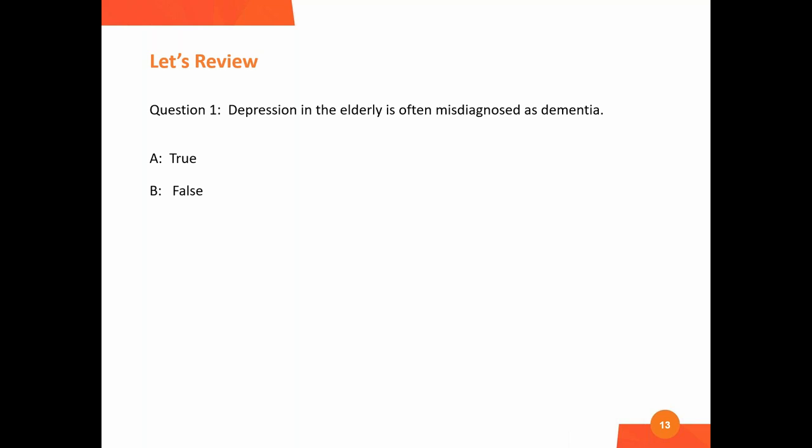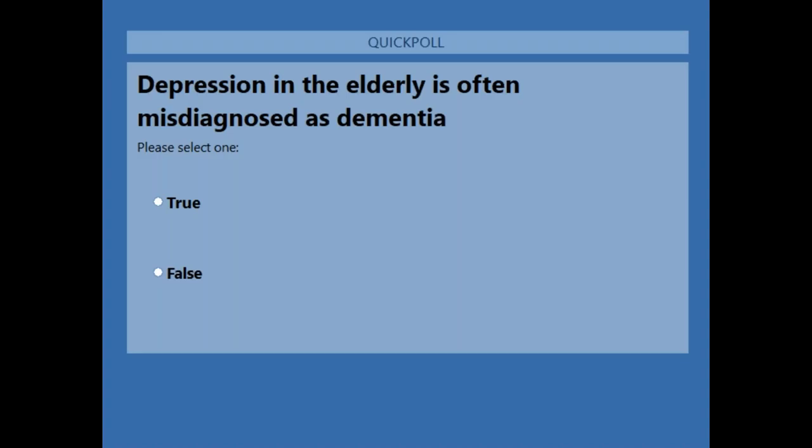So I think Charlotte is going to populate the poll for us here. The first question is, depression in the elderly is often misdiagnosed as dementia. Is that true or false? All right, we got about half the folks voting. It's climbing. Almost everybody. We'll give it another few seconds. If you see the poll in your window there, make sure you click A for true or B for false on the question that's there.